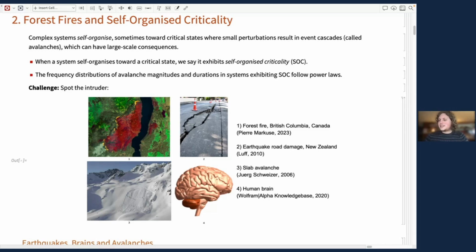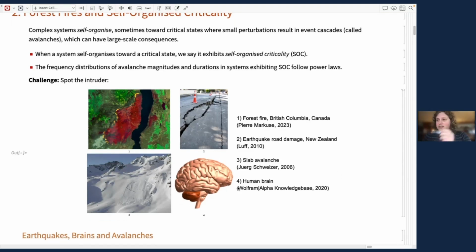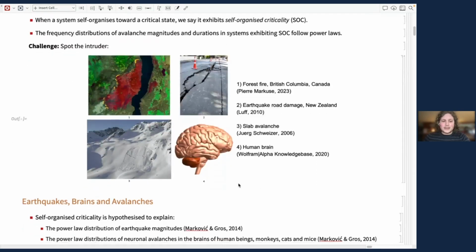Okay, so we have a fairly, I would say, we're leaning towards human brain activity, but we have a fairly even split between forest fires and earthquakes as well. And it turns out that this was a bit of a trick question. In fact, all of these, except for snow avalanches, are hypothesized to result from self-organized criticality.